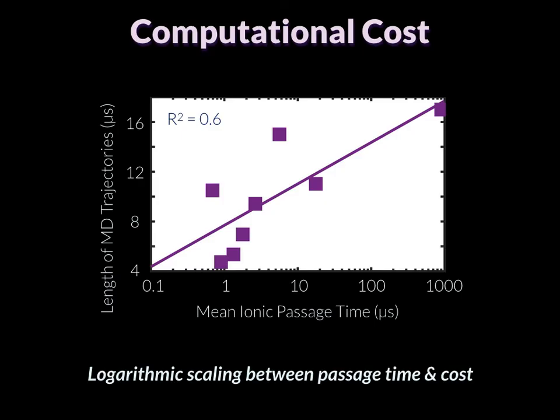And indeed, here you can see the computational cost of conducting an FFS calculation as a function of mean ionic passage time. So these are for the calculations that I discussed and some other calculations that we have conducted in my group. And you see that there is a decent logarithmic scaling between the two, which means that you can estimate arbitrarily long passage times with a reasonable amount of computational cost using FFS.